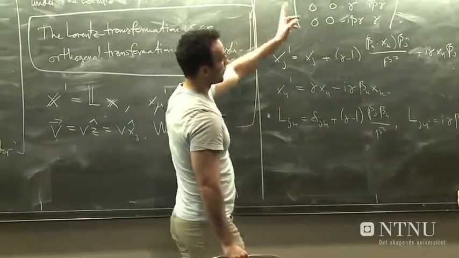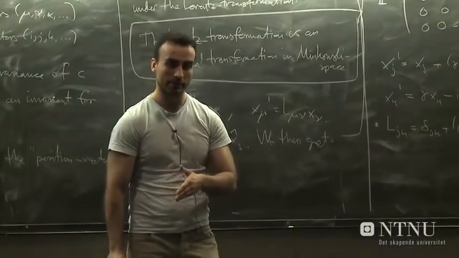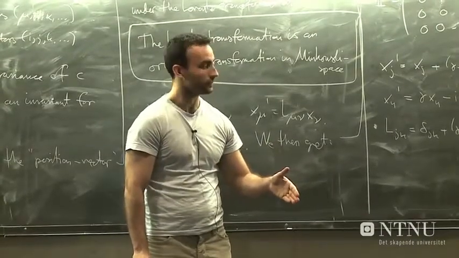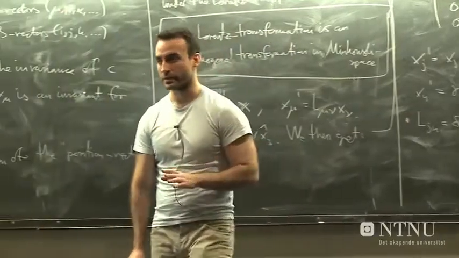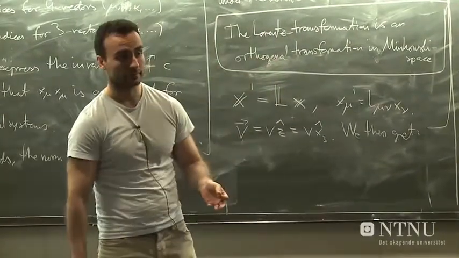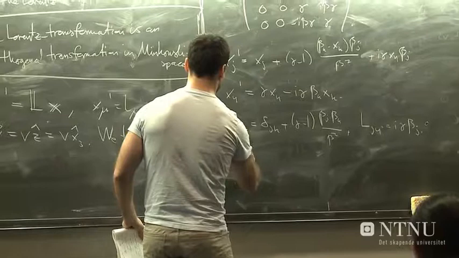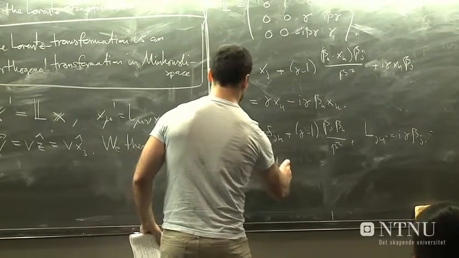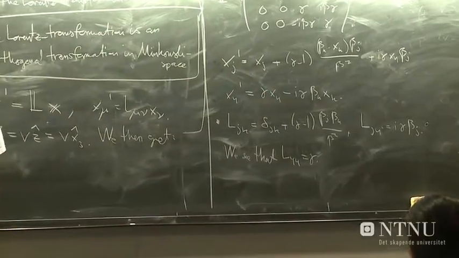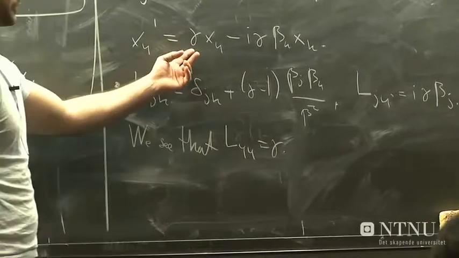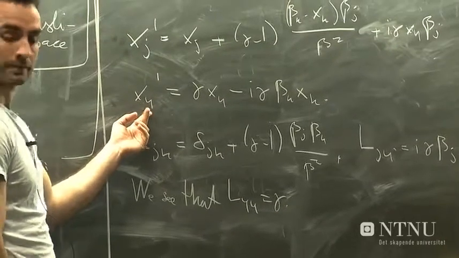Well, L44 says something about the contribution of x4 to x4 prime. So we have our equation for x4 prime here. So then the question is, what is the coefficient in front of x4? So L44 is a gamma. This is the contribution from x4 to x4 prime. Do you see it?